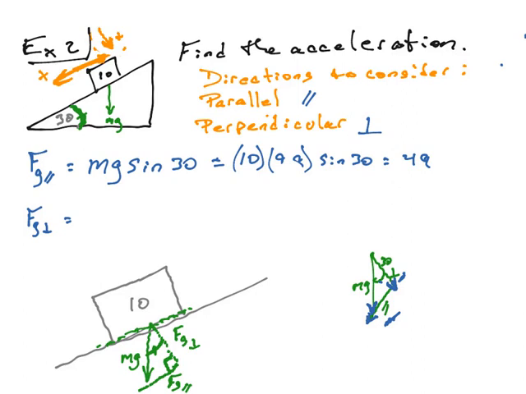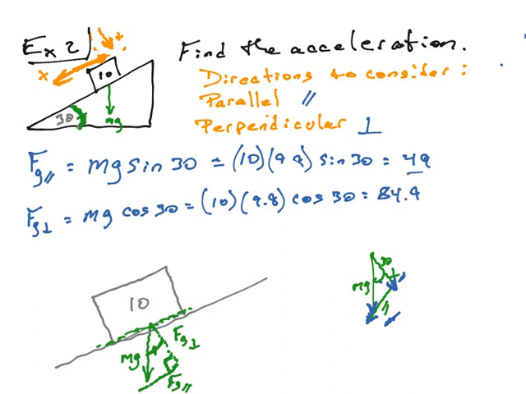So looking at my green triangle here, the perpendicular side is the side adjacent to my angle, and adjacent means cosine. So m times g times cosine 30. M is 10, g is 9.8, cosine 30, and we get 84.9. All right, so there we go. I've taken my problem, all the forces acting on my problem, and I've now broken them up into parallel and perpendicular pieces.